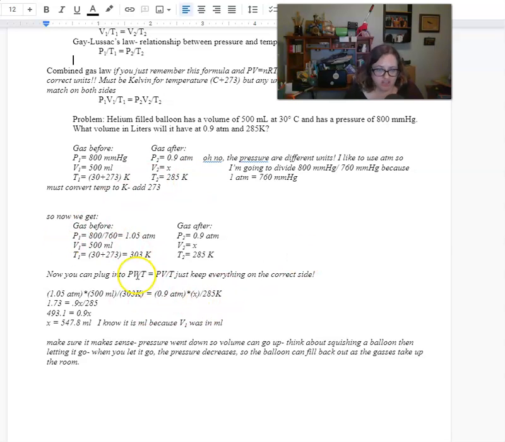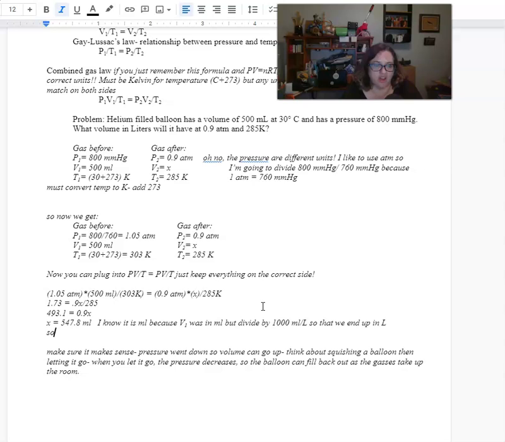Okay, so then we just plug and chug. Make sure you keep all of the 1s together and all the 2s together. So PV over T, so this times this divided by this equals this times X, because that's what we're looking for, divided by this. Math happens. Because this was in milliliters, my answer is going to be in milliliters, but I need to divide by 1,000 milliliters per liter so that we end up in liters, because I did not read the problem carefully enough, and it asks for liters. So 547.8 milliliters divided by 1,000 is going to give you 0.5478 liters, and that is your final answer.